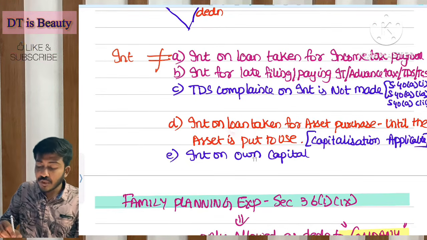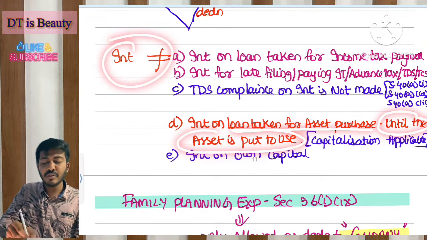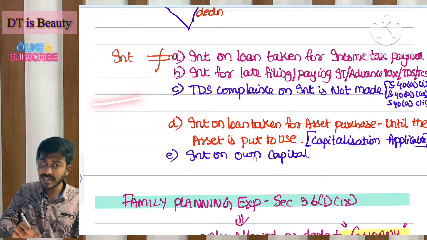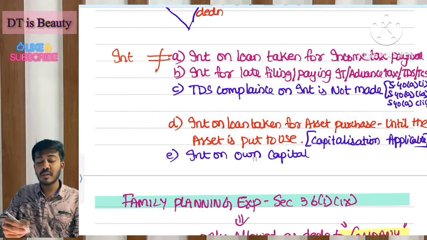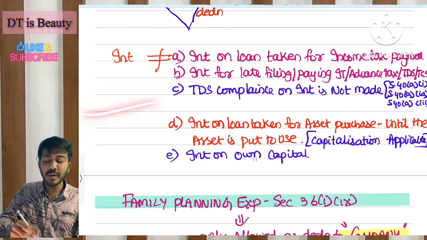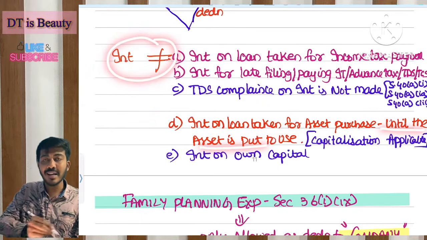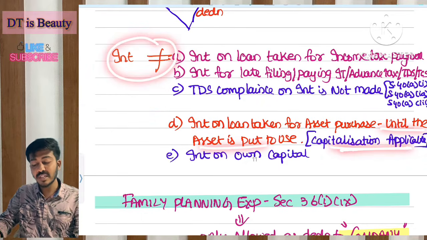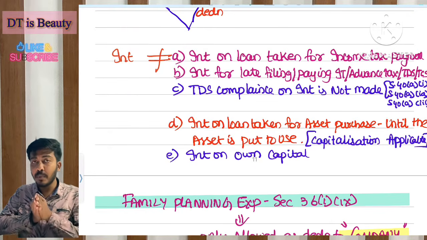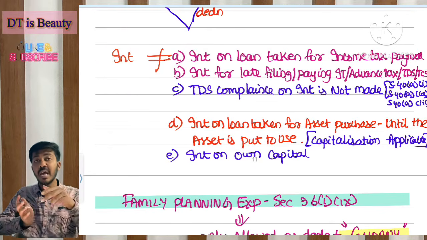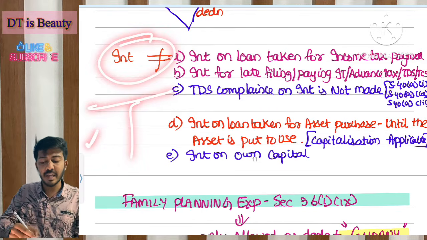Interest on a loan taken for asset purchase, until the asset is put to use, should never be taken in the P&L. Until the asset is put to use, you should add it to the cost of the asset. After the asset is put to use, you can take it in the P&L. Simple. Until the asset is put to use, it is not an interest at all; the capitalization concept is applicable. Interest on my own capital: a partner or proprietor infuses some capital in the business. If he takes any interest on that capital, that is not at all allowed as a deduction in the P&L.